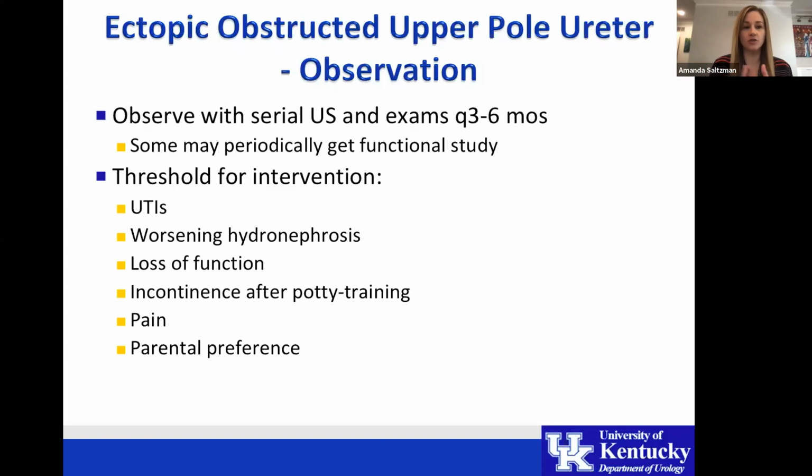Generally, if you're going to observe, you're going to be doing serial imaging, usually ultrasounds every 3 to 6 months, depending on the age of the patient. Some may periodically also get a functional study to look for renal function and worsening of that. Most people would agree the threshold for intervention is UTIs, worsening hydro, loss of function, incontinence after they're potty trained, because before that you can't really tell if a child is incontinent or not, pain, or parental preference. And this is very similar to how UPJ obstructions are managed and the thresholds for intervention in that scenario.